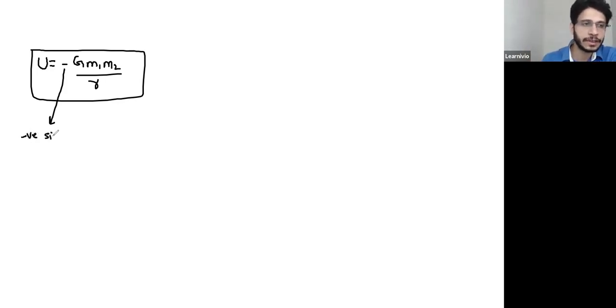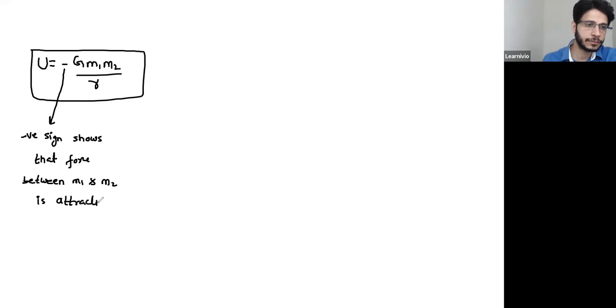So this negative sign shows that the force between m1 and m2 is attractive. This is the significance of this negative sign. Then he can ask you to calculate the maximum value of potential energy. So if I take R equal to infinity, can you guess how much is U if your R is infinity?